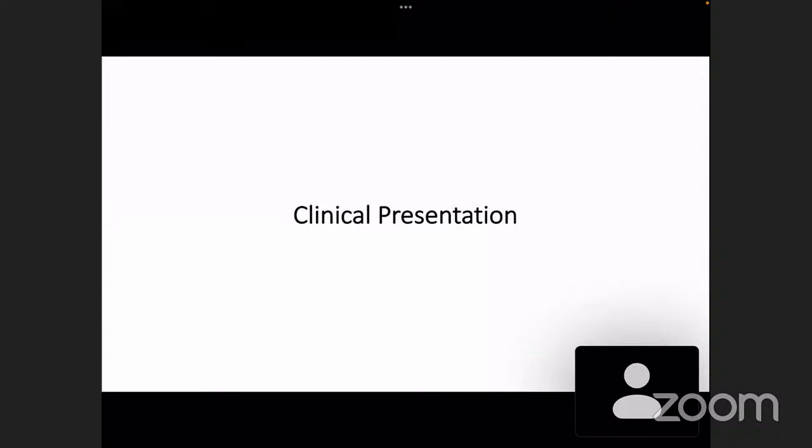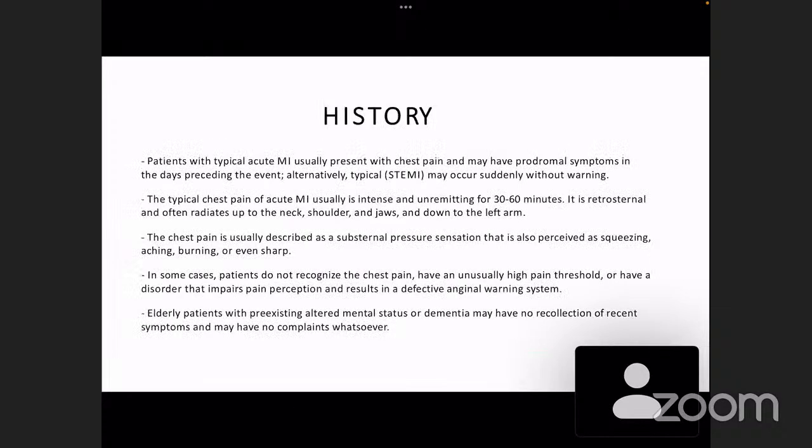The clinical presentation. History: patients with typical acute MI usually present with chest pain and may have prodromal symptoms in the day preceding, but typically STEMI may occur suddenly without warning. The typical chest pain of acute MI is usually intense and unremitting, lasting 30 to 60 minutes. Retrosternal, it radiates to the neck, shoulder, and jaw. The chest pain is usually described as substernal pressure sensation, perceived as squeezing, burning, or even sharp.